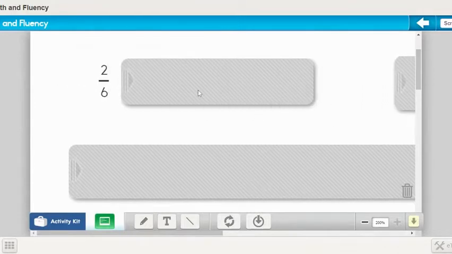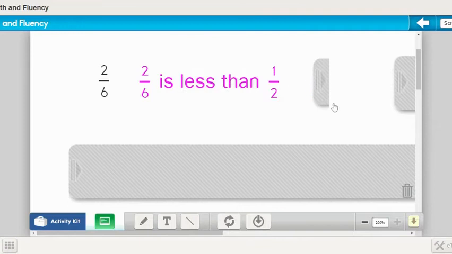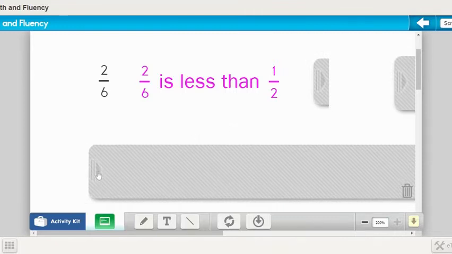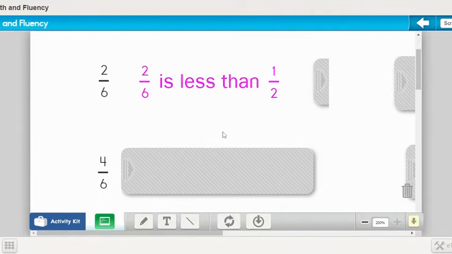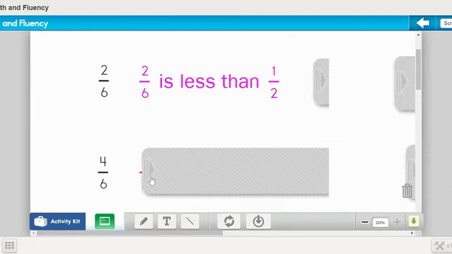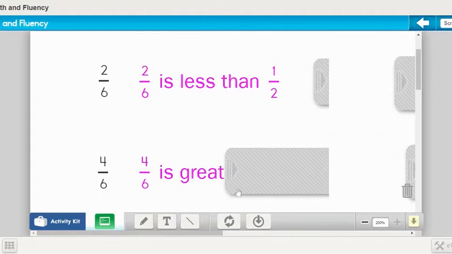Two sixths. Is that less than or greater than 1/2? 2/6 is less than 1/2, which means your thumb should be down. Here is our final problem for this. Is 4/6 greater than or less than 1/2? One thing I know is half of 6 is 3. 4 is bigger than 3. I don't know if that's going to be helpful. Let's see. 4/6 is greater than 1/2.